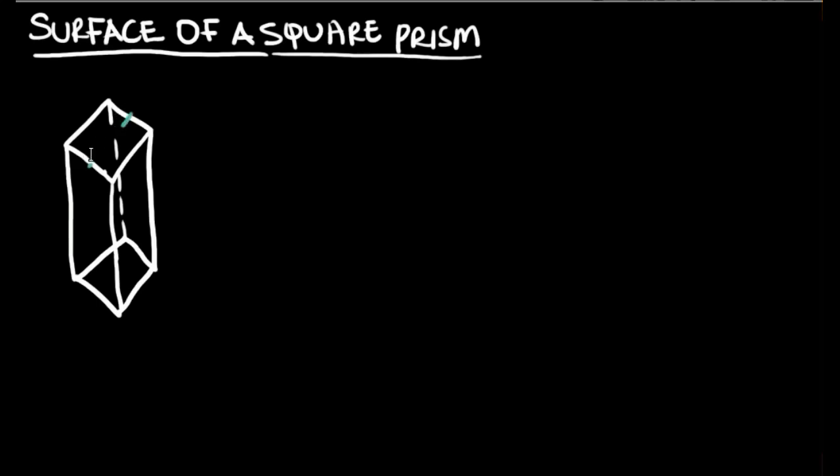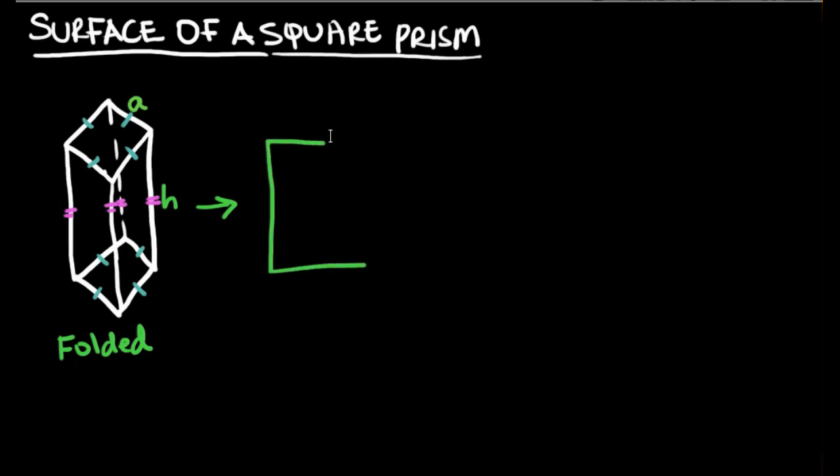And this one is equal to this one, and this one. This one is equal to this one, equal to this one, equal to this one. Now we can call this A. On the other hand, this one is equal to this one, equal to this one, equal to this one, and we can call this side H. Now this is a folded square prism. Now when we unfold it, we will get a square prism in this format.